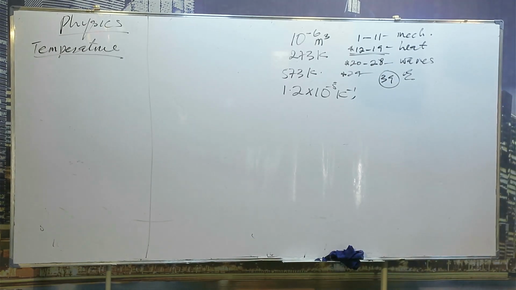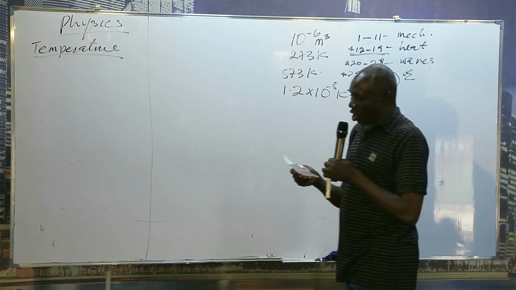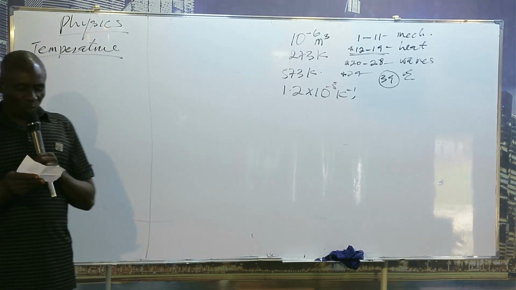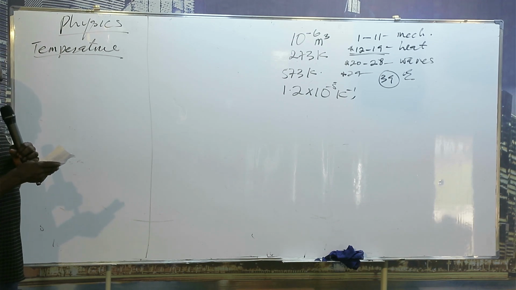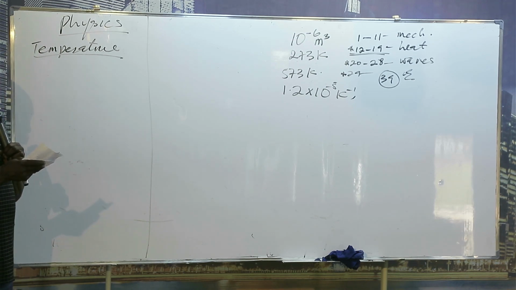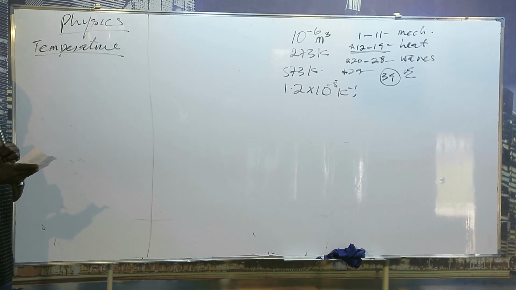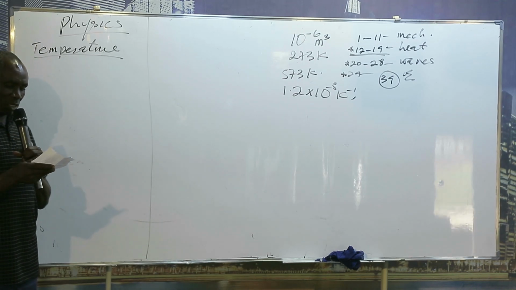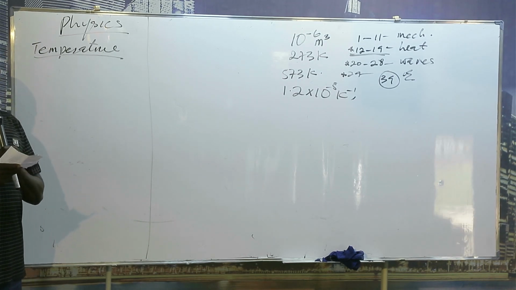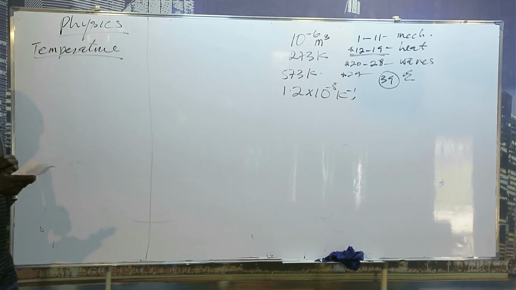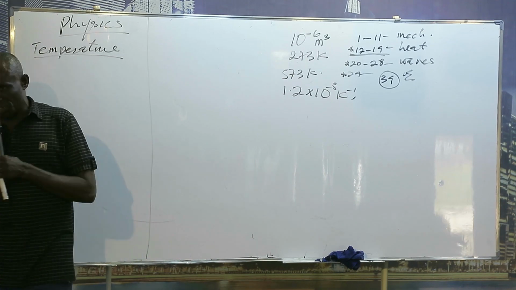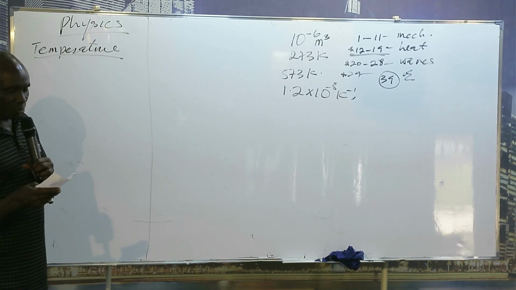I repeat. A rectangular metal block of volume 10 raised to power minus 6 meter cube at 273 Kelvin is heated to 573 Kelvin. Full stop. If its coefficient of linear expansion is 1.2 times 10 raised to power minus 5 per Kelvin, determine the percentage change of its volume. Thank you.